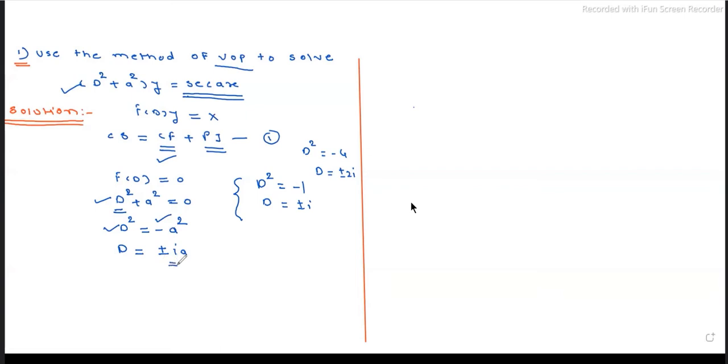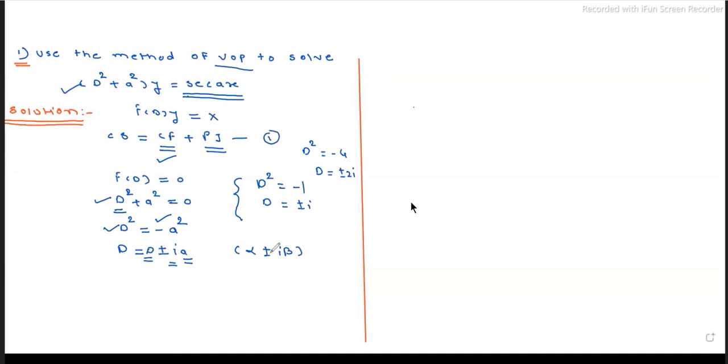Okay, that's why d square equals minus a square. This gives d equal to plus minus ia. You can compare it with the standard form alpha plus minus i beta. Alpha is 0, nothing is there, means alpha is 0, beta is 1, beta is a.